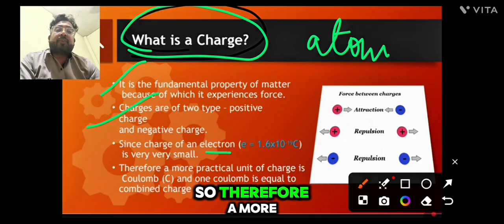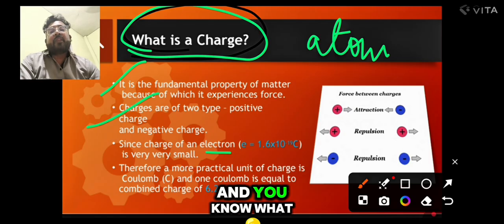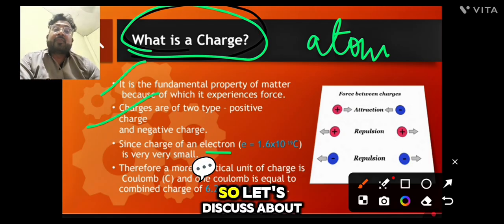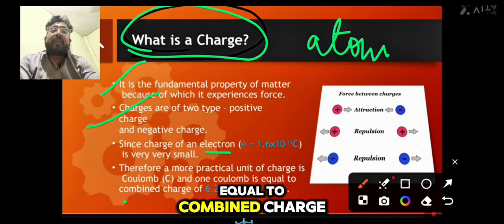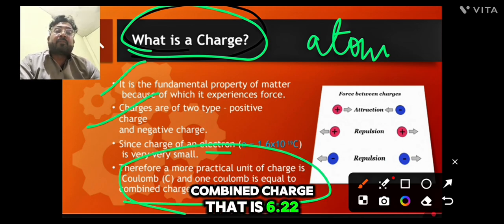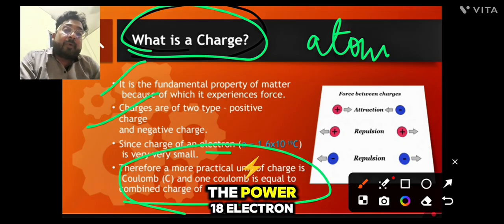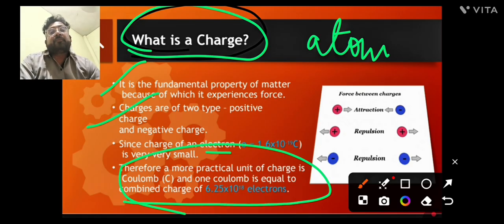Now come to the next topic. Therefore a more practical unit of charge is the coulomb. And what is a coulomb? So we'll discuss the coulomb. 1 coulomb is equal to the combined charge of 6.22 into 10 to the power 18 electrons.